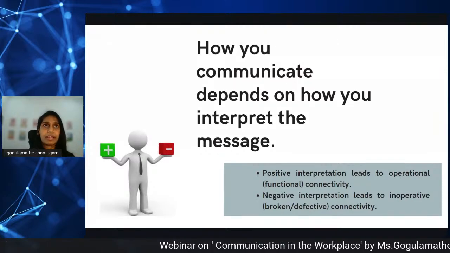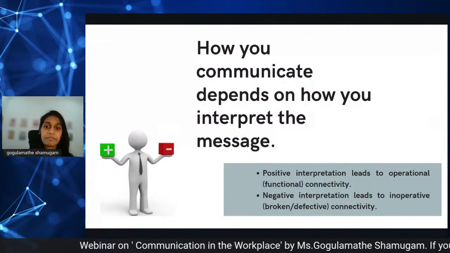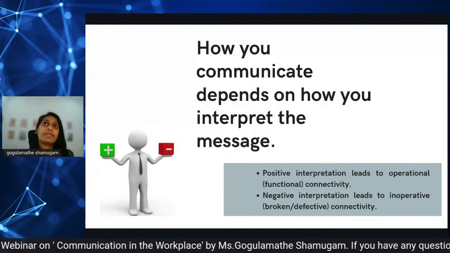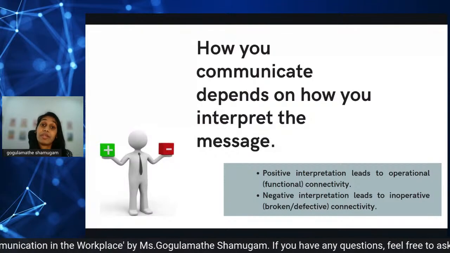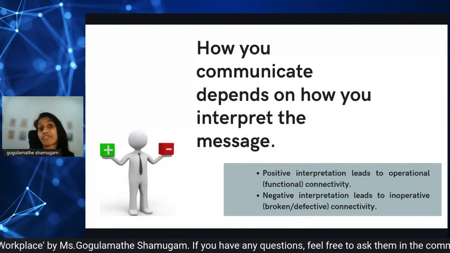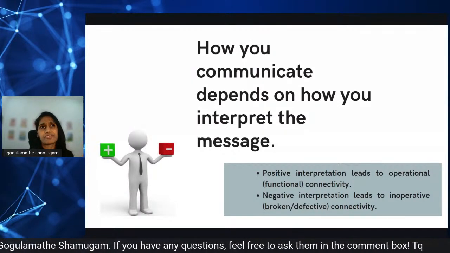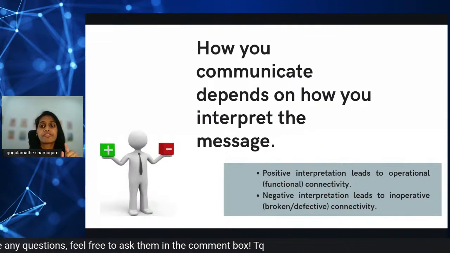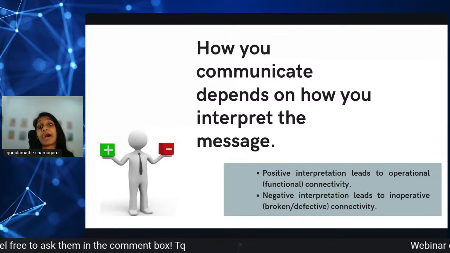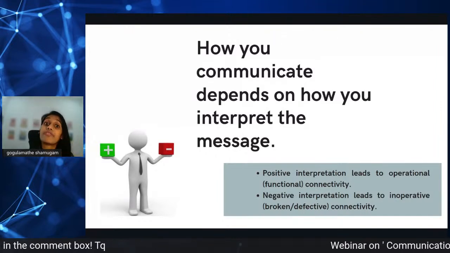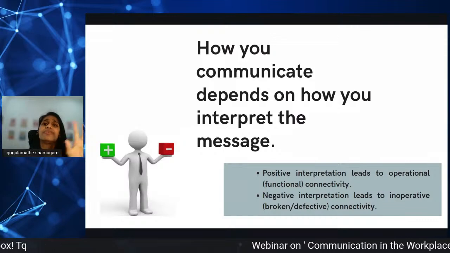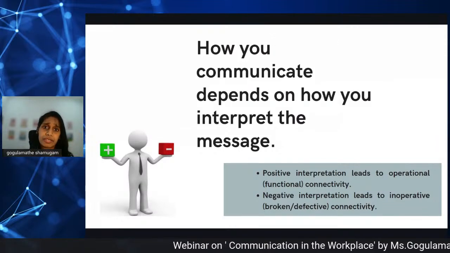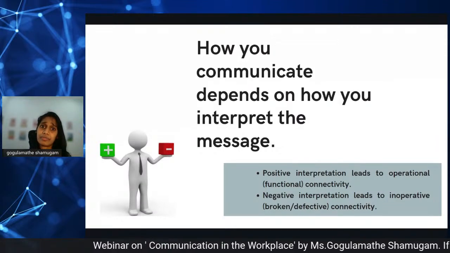For example, right, if you happen to see a person, you may know me, you may not really know this person. This person happens to smile at you from far away, right? So how will you interpret the smile that is being given to you? These are non-verbal gestures. Let's assume you don't know this person, it's a complete stranger giving a smile to you.